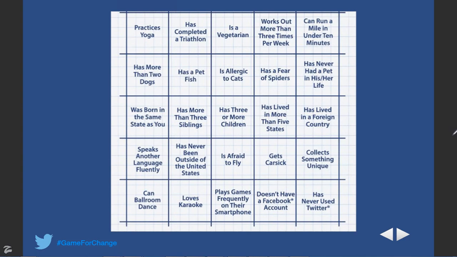So we were taking something that we were going to do anyways, which was introductions, and we gave it a challenge. We gave it a set of rules. We made it fun, and we made it a little bit exciting. So we gamified the instructions.